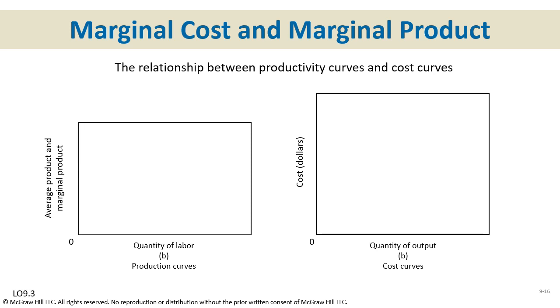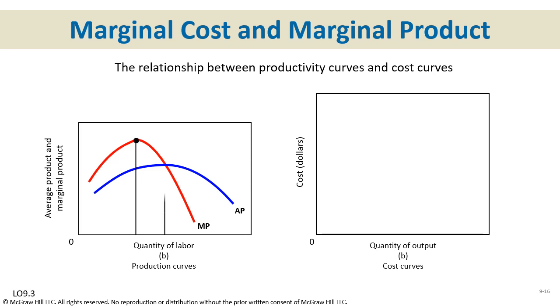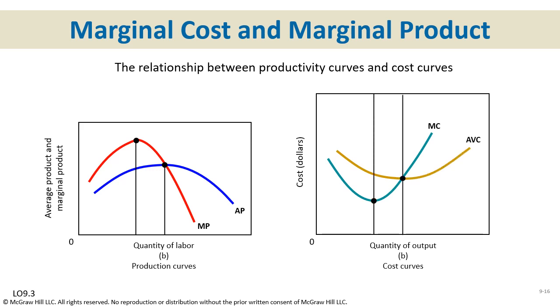So marginal cost and marginal product, what's the relationship between them? Your marginal cost curve and your average variable cost curve are mirror images of the marginal product and average product curves. They're literal mirror images. Assuming labor is your only variable input and its price is constant, when your marginal product is rising, your marginal cost is falling, and when your marginal product is falling, your marginal cost is rising.